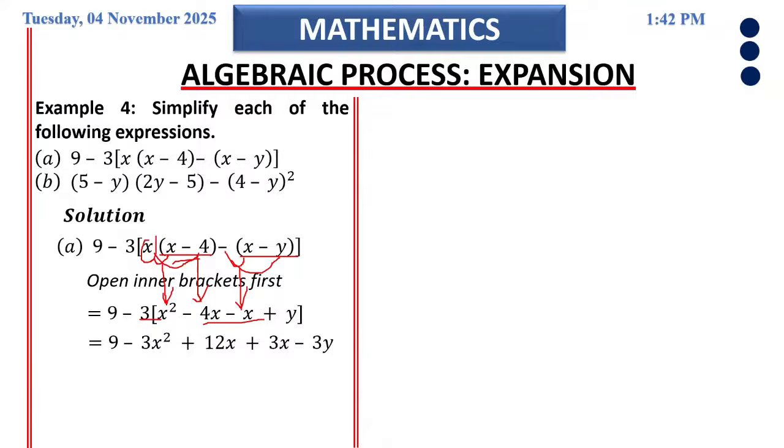Okay, so from what you have there, if you open this, it will give you what you have here. That's minus 3 times x squared, giving us minus 3x squared. So minus 3 times minus 4x gives us plus 12x, because minus times minus is plus. The same thing goes for minus 3 times minus x. That will give us plus 3x, and minus 3 times y, that's going to give us minus 3y.